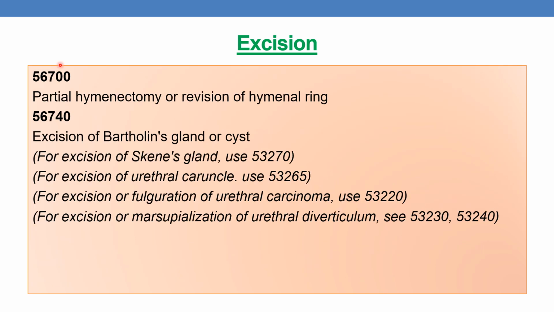Next is 56700, partial hymenectomy or revision of hymenal ring. The next is 56740, excision of Bartholin's gland or cyst. This is excision of Bartholin's gland or cyst. The CPT is 56740.